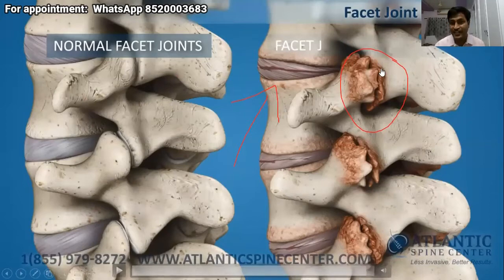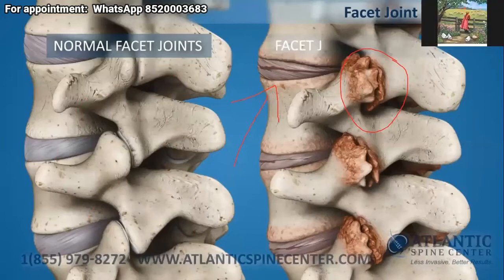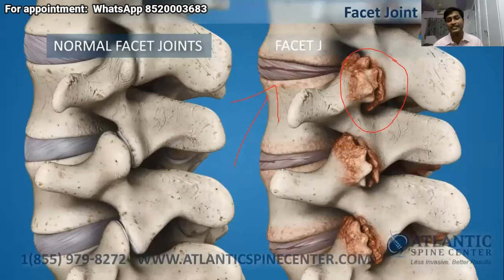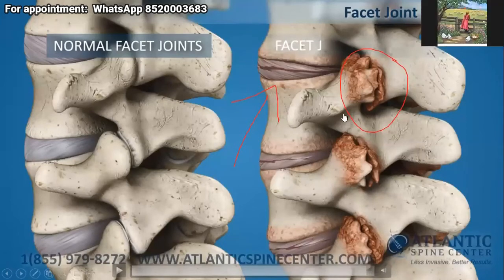Similarly, if you take an MRI at 80 to 90 years of age, everyone will have degenerative changes. Everyone will have facet arthritis. Everyone will have disc degeneration. But some people will have pain, some will not. So in every case, you'll have to assess whether the pain is coming from the lumbar disc or from the facet joints. Some will have pain because of facet arthritis, some because of a degenerated disc, and some may have both components.